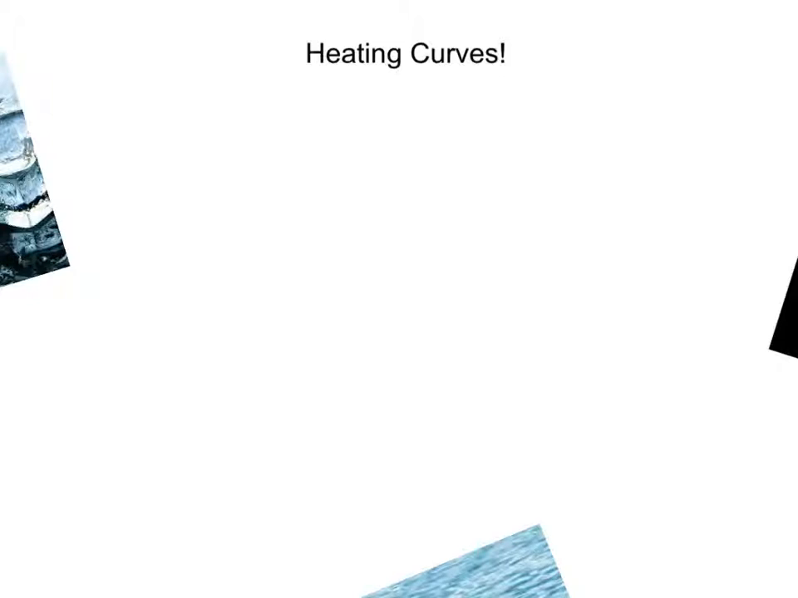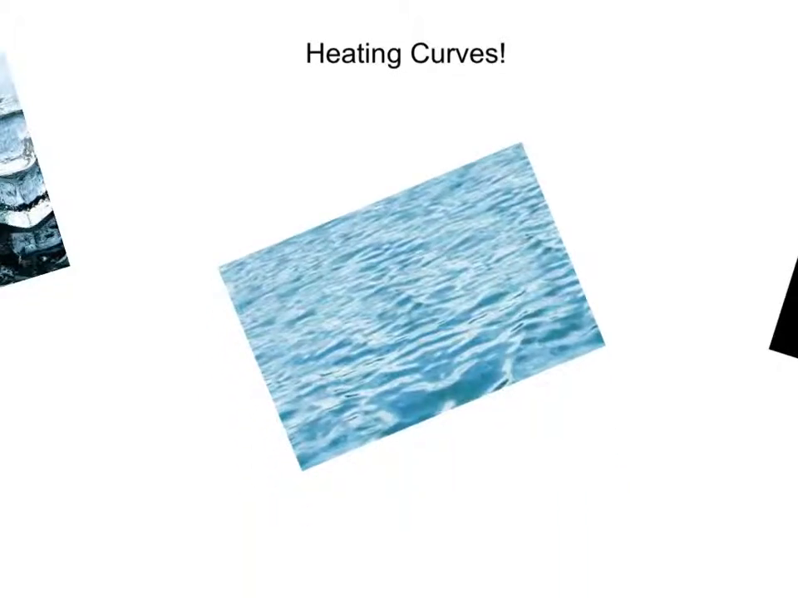So now that we've spent some time learning about different states of matter and solids, liquids, and gases, and what those different states of matter look like on a molecular level, we're going to start thinking about what happens as we change between those states of matter.